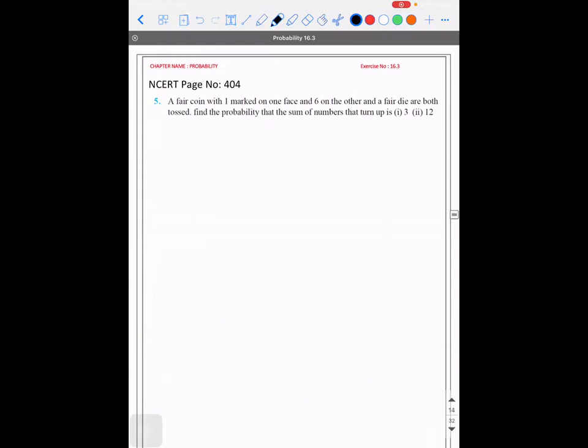A fair coin with 1 marked on one face and 6 on the other, and a fair die are both tossed. See here, there is a coin that doesn't have heads and tails. One side of the coin has 1 and the other side has 6. Find the probability that the sum of the numbers that turn up is 3.